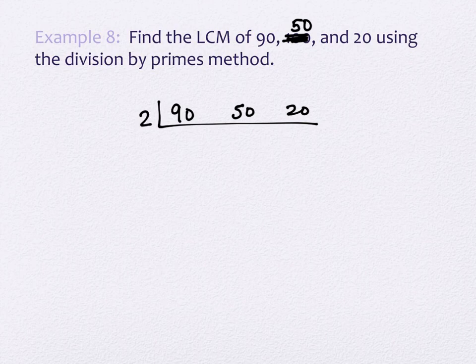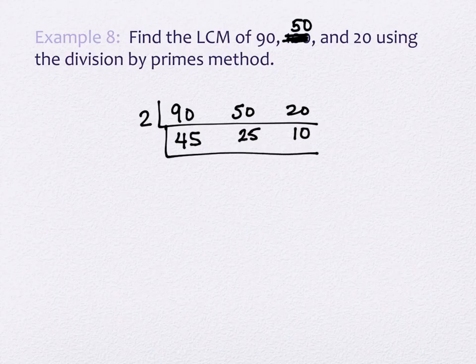2. Okay, so 90 divided by 2 would be 45. 50 divided by 2? And 20 divided by 2? 10. Okay, they don't all divide by 2 any longer. How about 3? Nope. 5? Yes. Okay, so we'll divide by 5. Gives me 9 and 5 and 2.